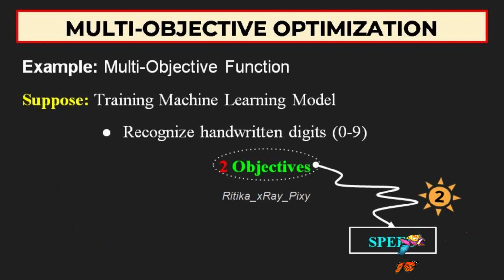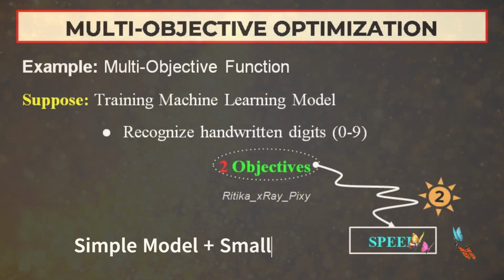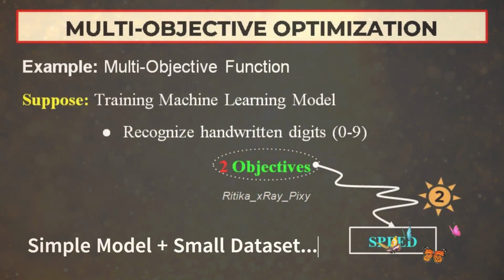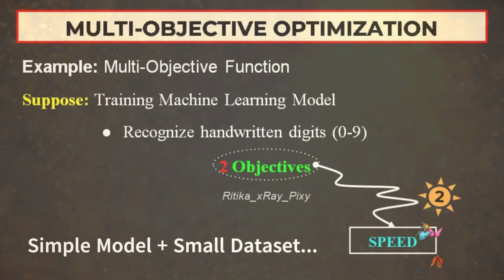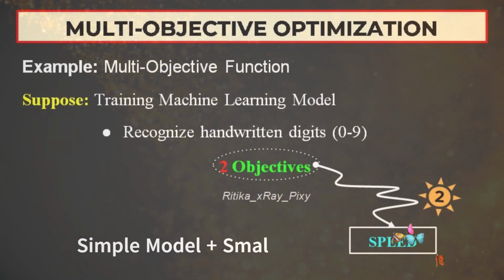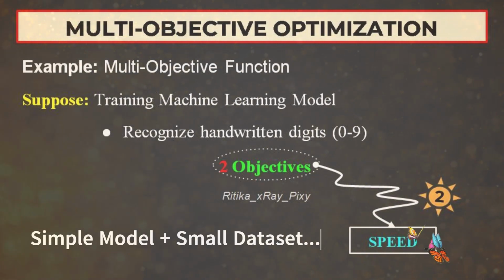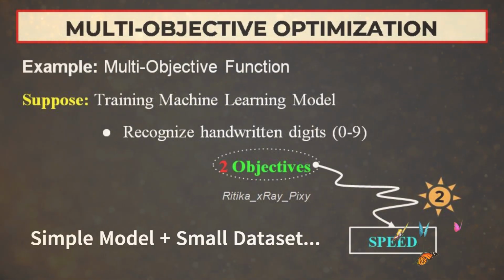The second objective, we have speed. So if we prioritize speed only, then suppose you created a simple model with fewer layers and train it on smaller data set. So this may result in faster prediction, but the model accuracy will decrease. Your model can ignore some digits, or it can give you incorrect results, or it can misclassify. So we will get some errors if we just focus only on the speed.